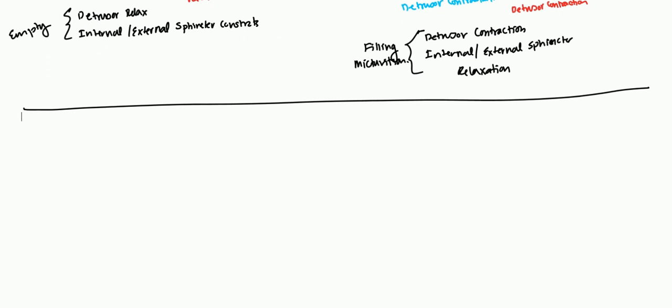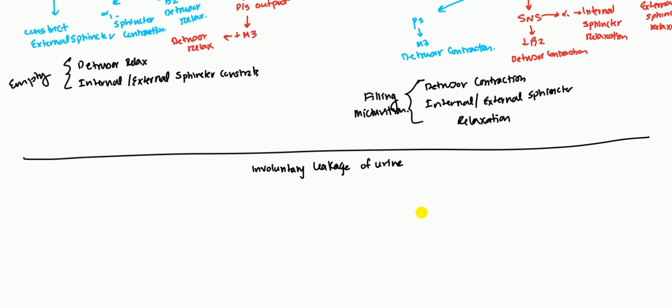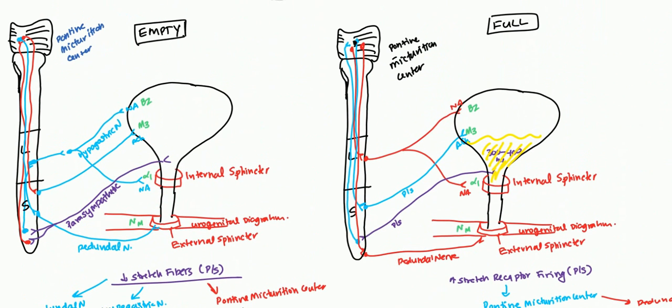So we'll begin with the definition of urinary incontinence. The definition is the involuntary leakage of urine. That is the simplest definition that can occur. And so let's talk about what the things are that can cause involuntary leakage of urine.